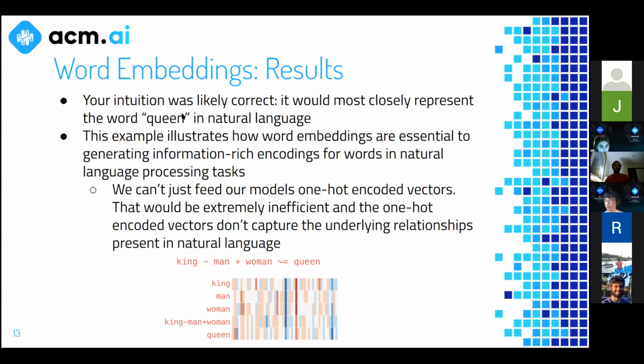This is kind of the wrap up review slide, right? So yeah, your guys' intuition was correct. So it would be like a queen, right? This example is showing you how important it is that before we do some training with natural language processing, we make sure we have rich relationships between the words in the data set that we're working with, okay?